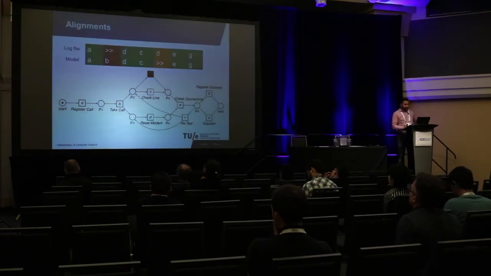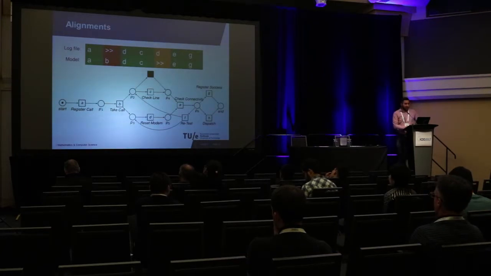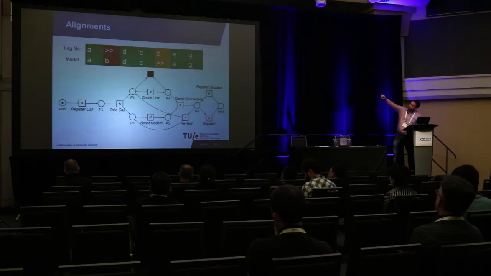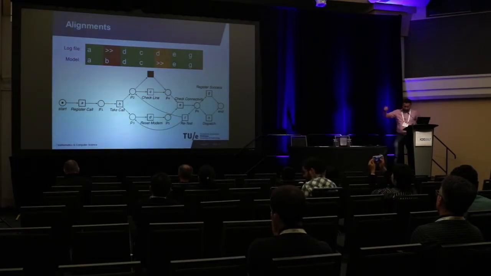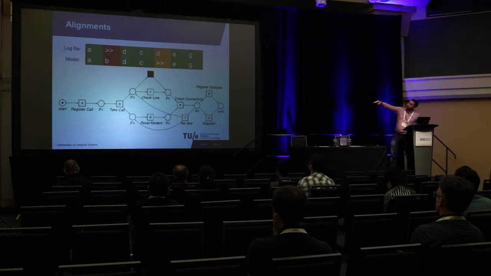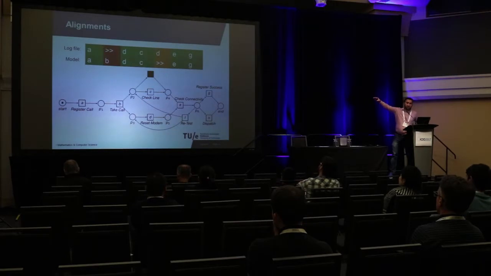So as a solution for that, in the offline cases, we have alignments. So alignments are basically having this style. The upper row is reflecting the log file, and the second row is reflecting the data from the model. And whenever we have a green column, that means it's a synchronous move. So it's something that is expected by the model, and it's available in the log file. And the red column here represents something that the model dictates, but was not available in the log file.